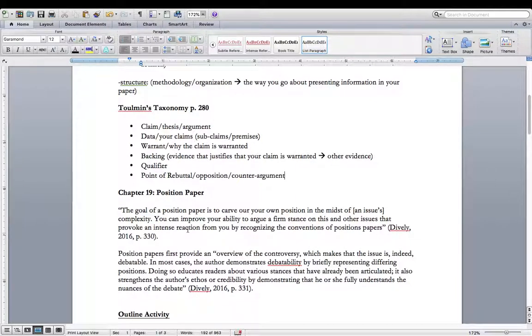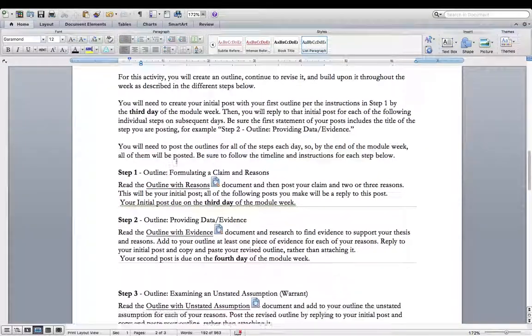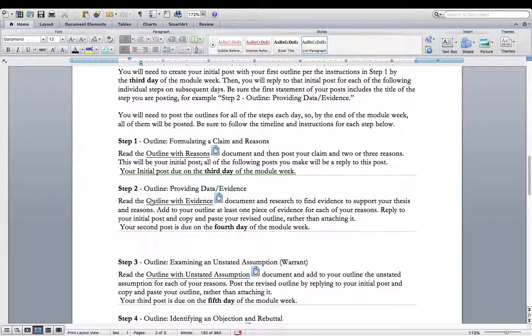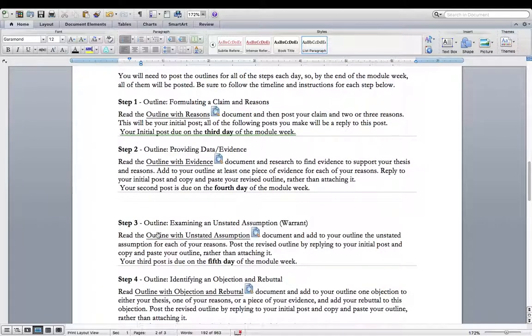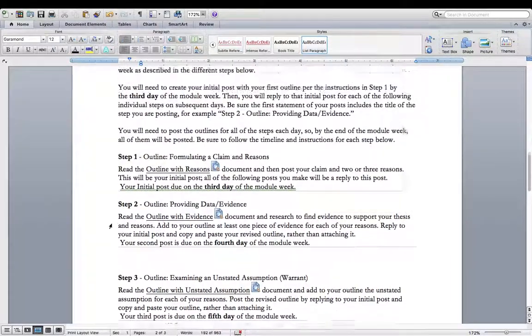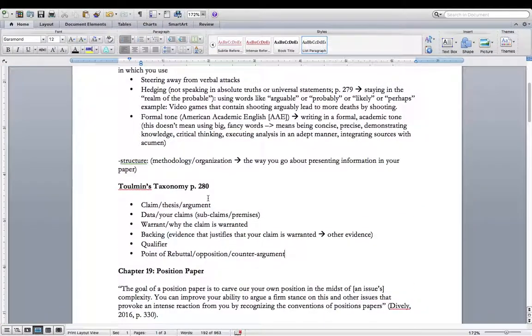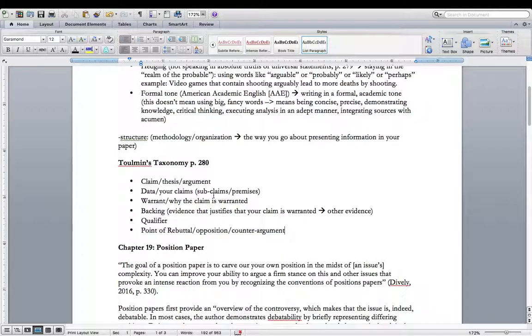So that's Toulmin's taxonomy. Toulmin's taxonomy is also important because in the outline activity, these different documents that you're asked to look at are all based on Toulmin's taxonomy. I opened all of those, so I may open those to look at them. But Toulmin's taxonomy does come back, just not explicitly. Your outline activity is vaguely and indirectly based on Toulmin's taxonomy.